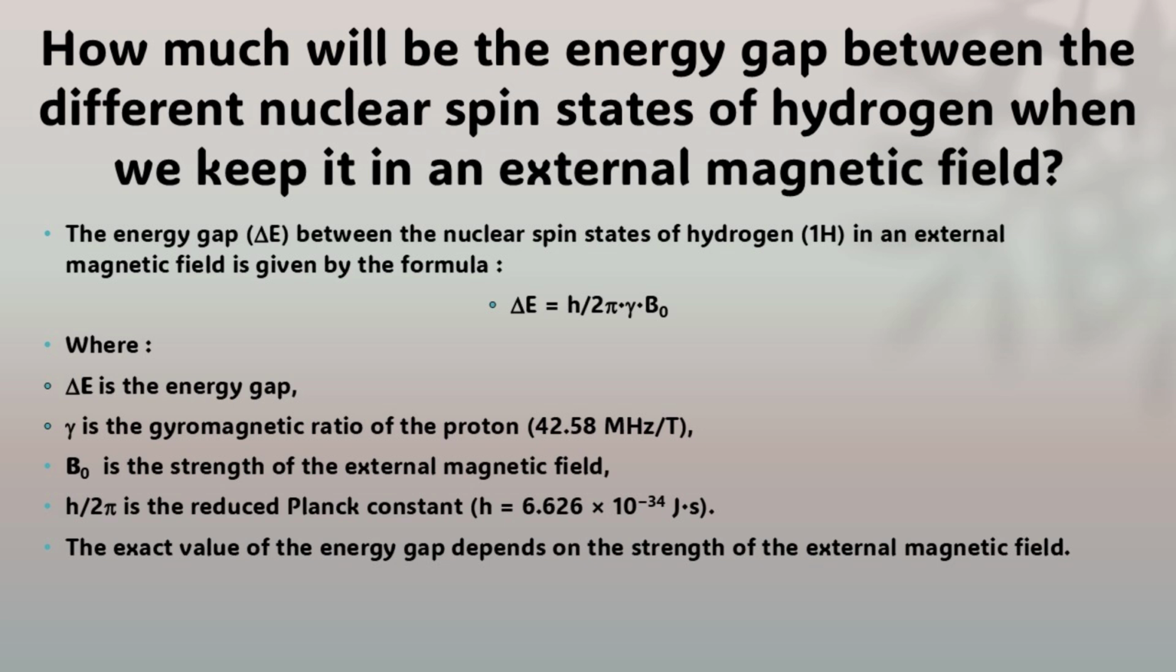Where delta E is the energy gap, gamma is the gyromagnetic ratio of the proton, 42.58 MHz per Tesla, B0 is the strength of the external magnetic field, and h upon 2 pi is the reduced Planck's constant. The value of h is equal to 6.626 into 10 raised to power minus 34 joule second. The exact value of the energy gap depends on the strength of the external magnetic field.